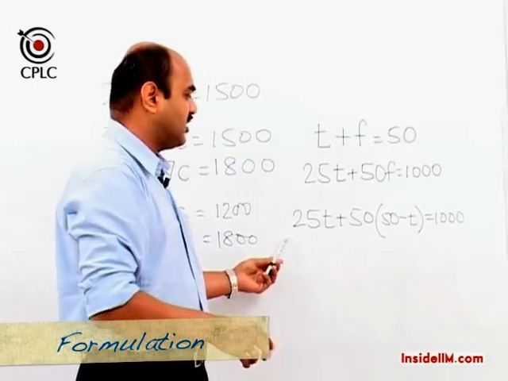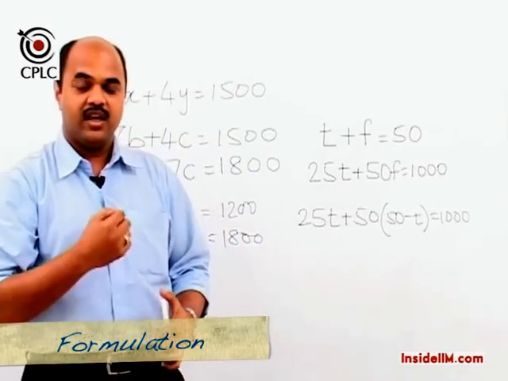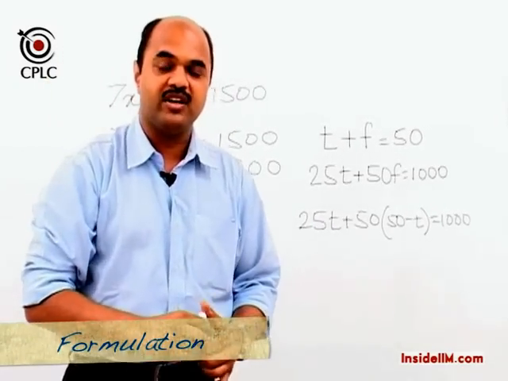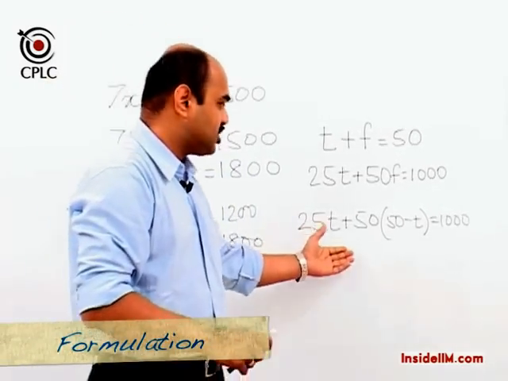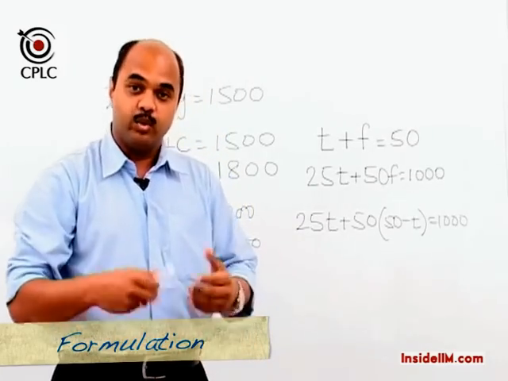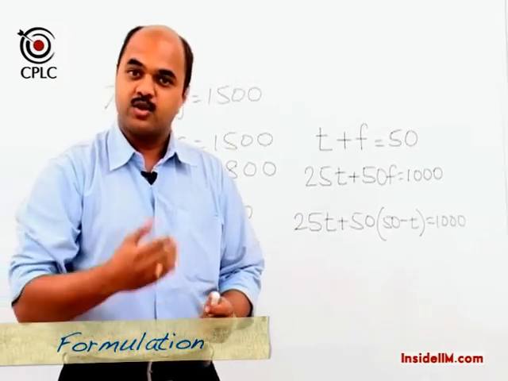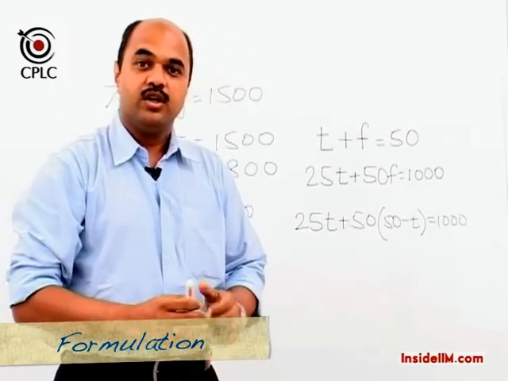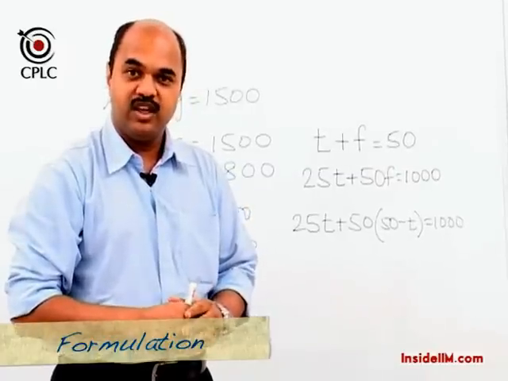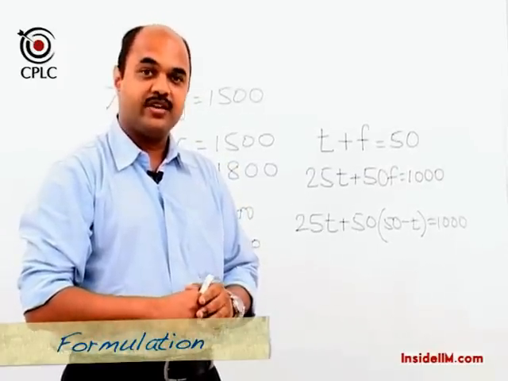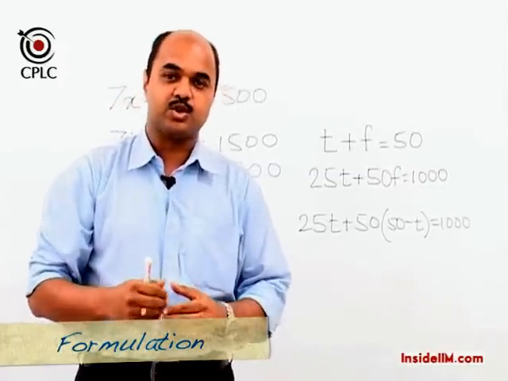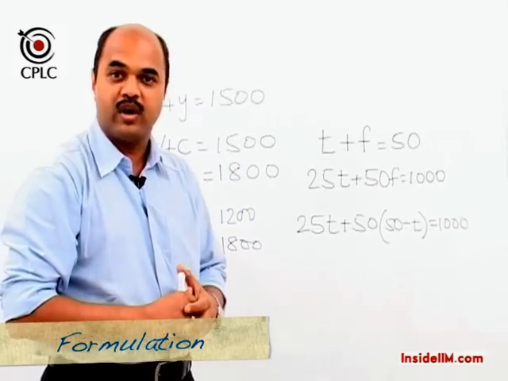Very simple to solve an equation in only one variable, and when we solve this equation we will directly get the value of T, which is the number of 25 paise coins, which was the question asked. So the third point is about use only one variable if possible, because it is simpler and faster to solve questions involving only one variable.